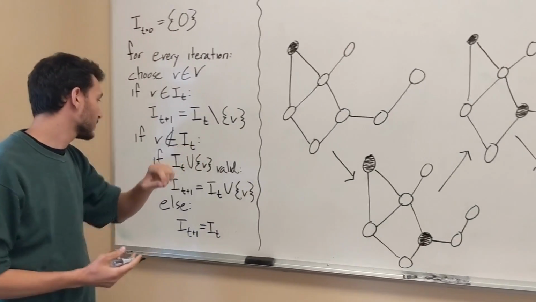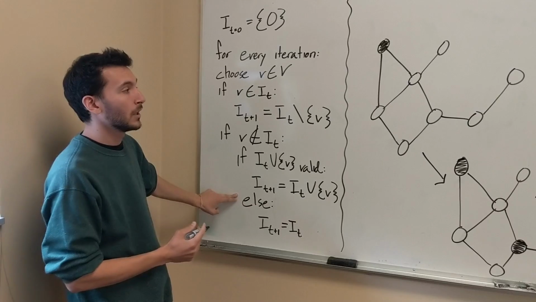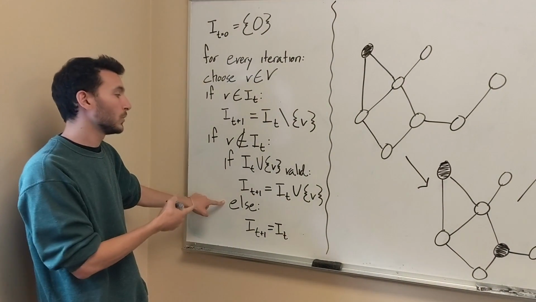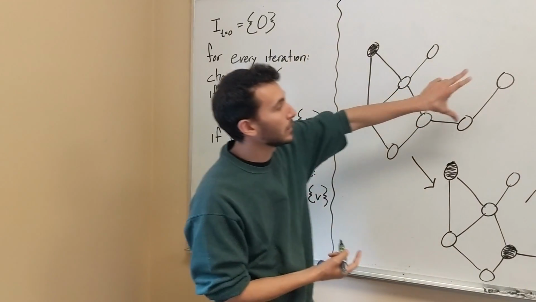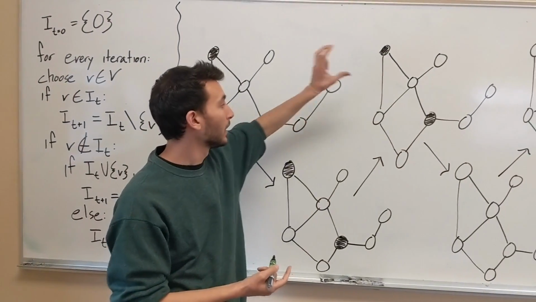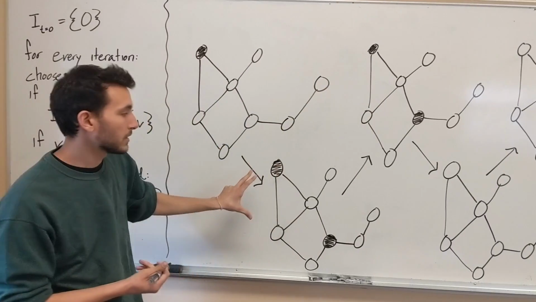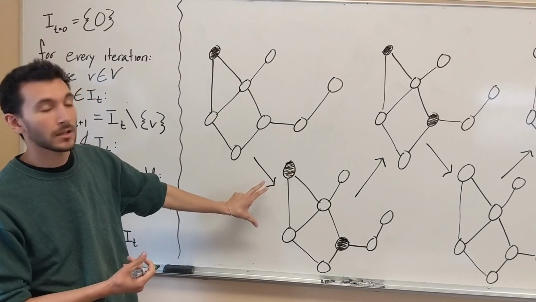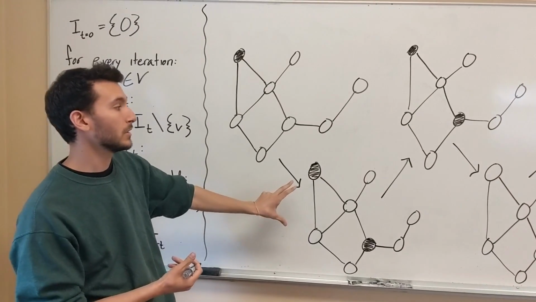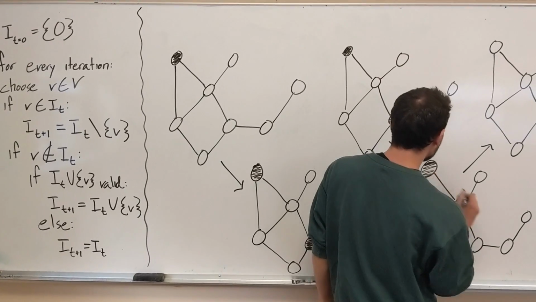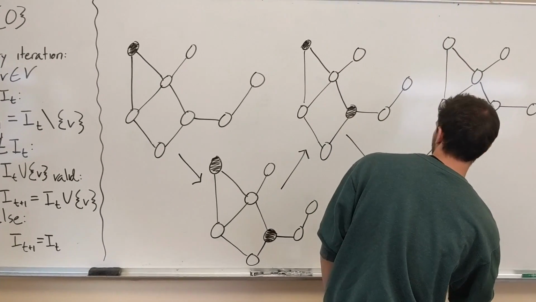That is a case right here. Our vertex is not in our current independent set, but adding it would create an edge here. So we can't do that. Our independent set at this t plus 1 just remains at the independent set that we started with at the beginning of the iteration. So the next iteration, we still have these two.